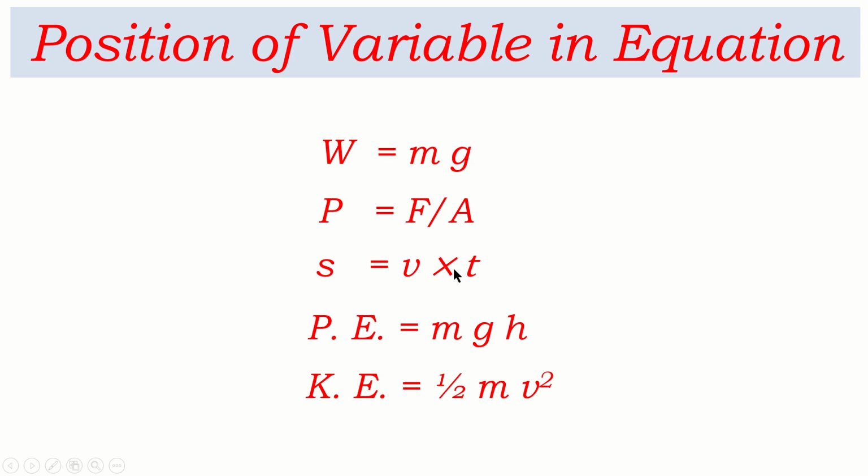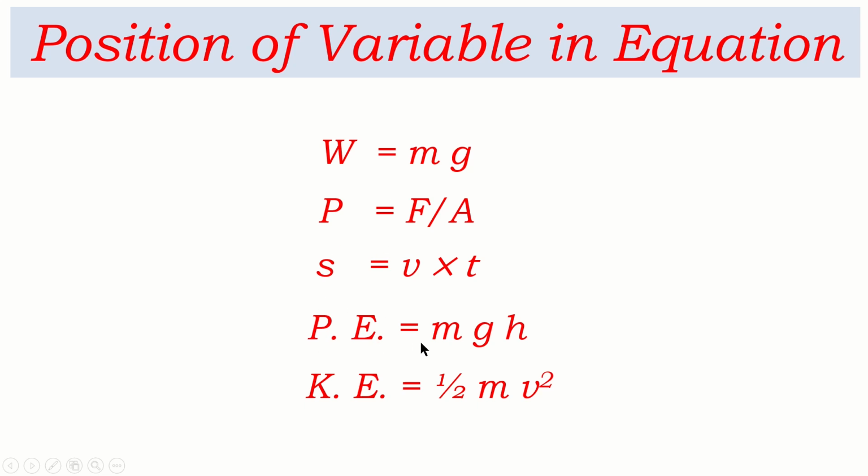Okay, S equal to V into T. If velocity of a body is increased or decreased, then the displacement will be more or less. It means this is independent variable velocity and its effect on the displacement can be observed. It means displacement is dependent variable, but time can be taken as controlled variable. Here also dependent variable is in the left hand side.